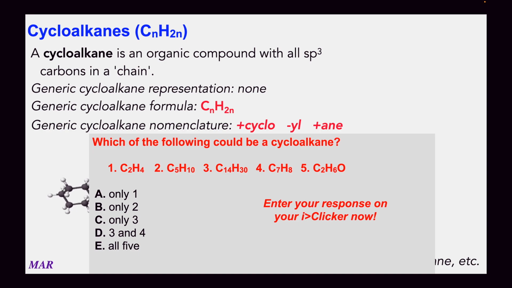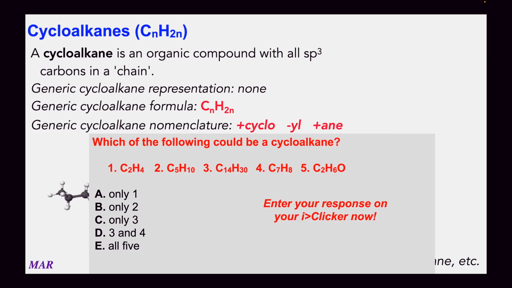Now, to have a cycloalkane, you need twice as many hydrogens as you have carbons. So answer 3, which was our alkane earlier, is not going to fly, too many hydrogens. Answer 4 doesn't have enough hydrogens by any means, and answer 5 has an oxygen, so 3, 4, and 5 are out. But both 1 and 2 have a 2-to-1 ratio, so those could potentially be cycloalkanes.